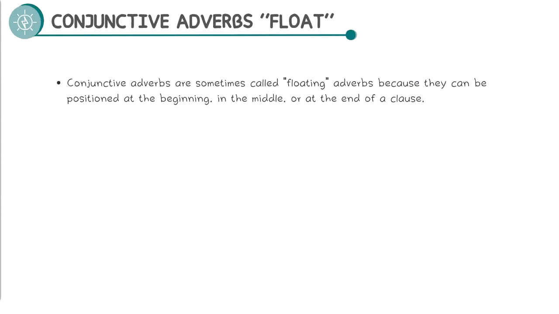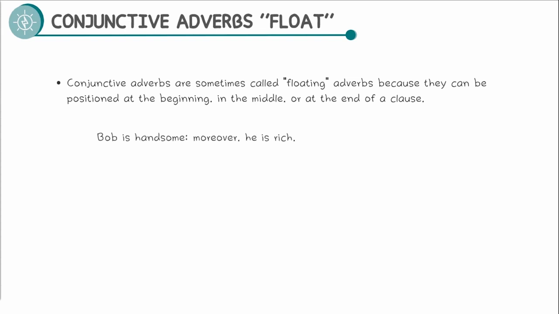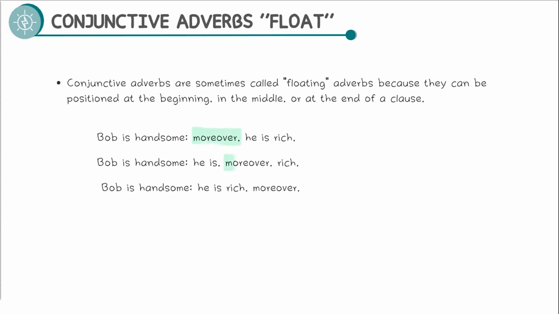Conjunctive adverbs are sometimes called floating adverbs because they can be positioned at the beginning, in the middle, or at the end of a clause. We have some examples. Bob is handsome. Moreover, he is rich. Bob is handsome. He is, moreover, rich. Bob is handsome. He is rich, moreover. In the first example, the conjunctive adverb is in the middle of the two independent clauses, while in the second one, it is found after the verb. And in the last example, it is at the end of the sentence.